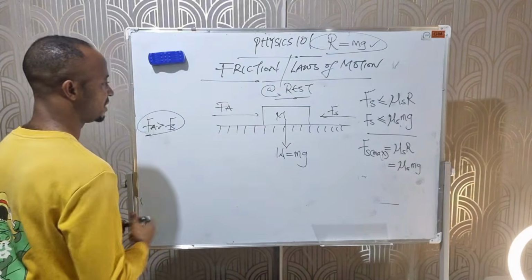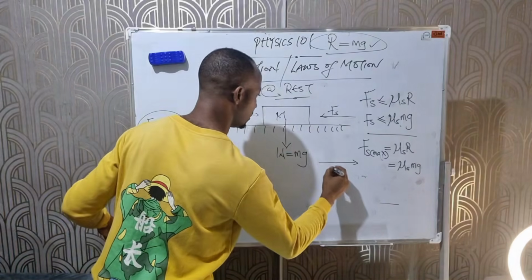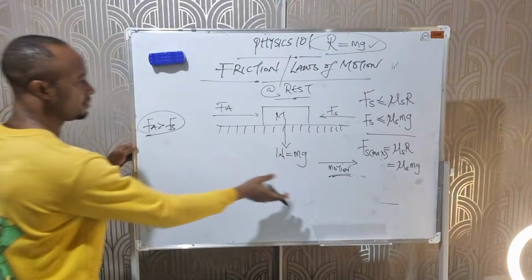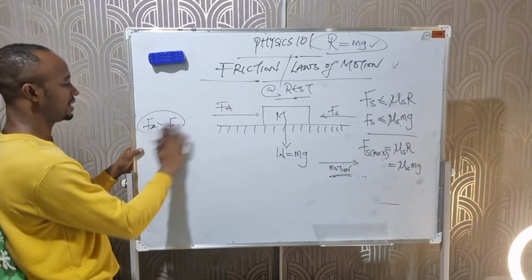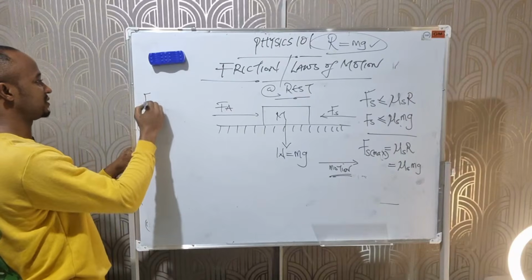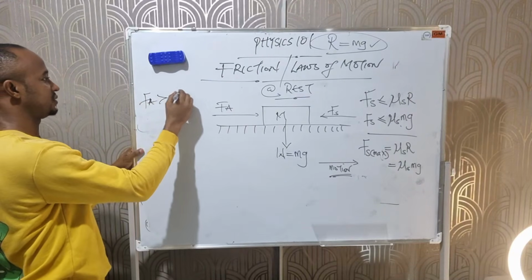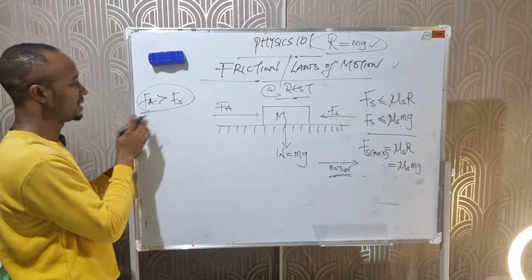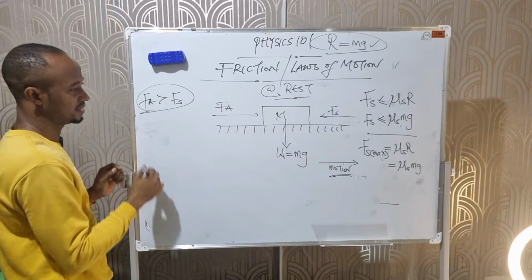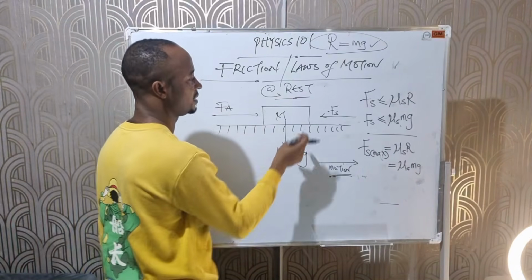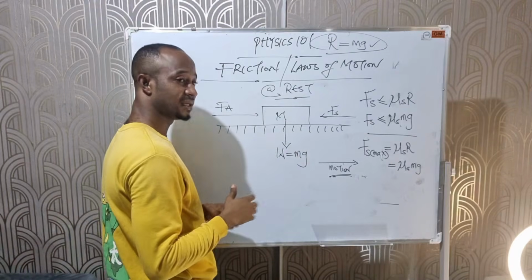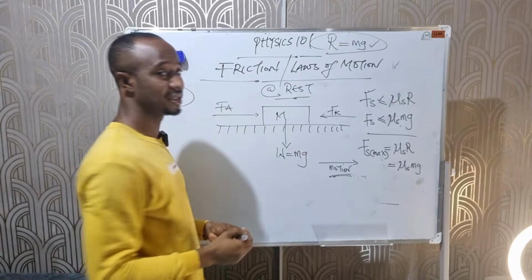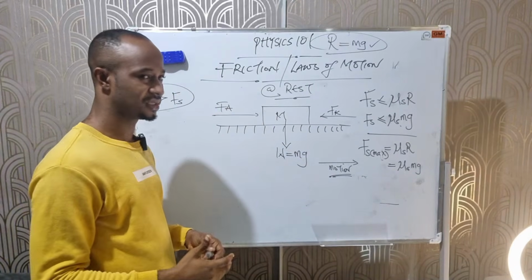Now, if the body starts accelerating, the body is in motion. Listen, the body can only be in motion when the applied force Fa is greater than Fs. If not, the body will not move, right? So when Fa is greater than Fs, the body will be in motion. Then the frictional force will be converted from static to kinetic, because the body is now in motion.